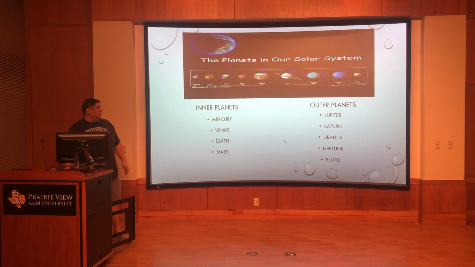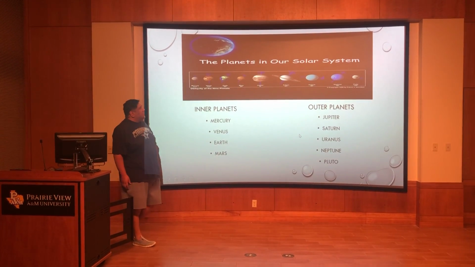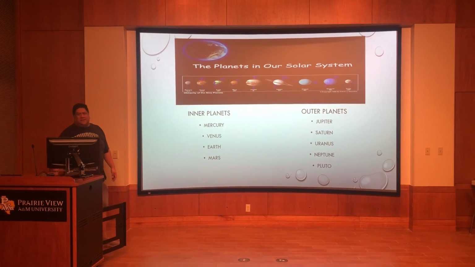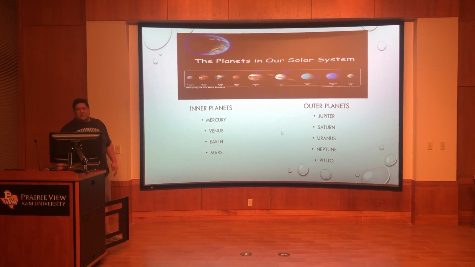Planets in our solar system. The inner planets, of course, are Mercury, Venus, Earth, and Mars. Now, once you get to your outer planets, that would be Jupiter, Saturn, Uranus, Neptune, and Pluto.